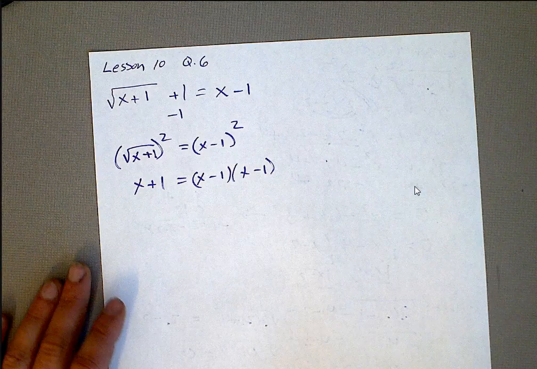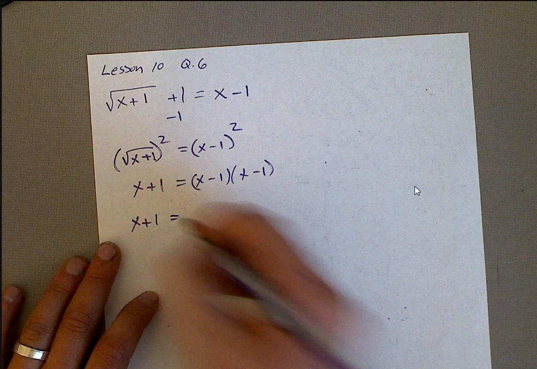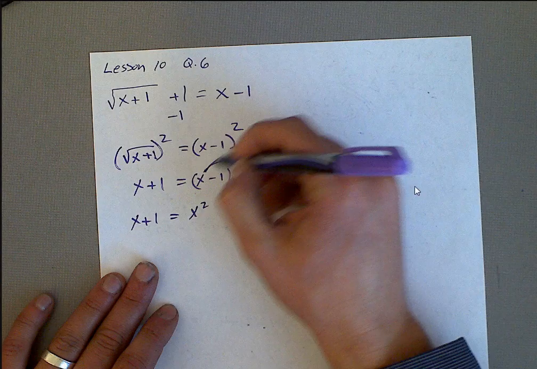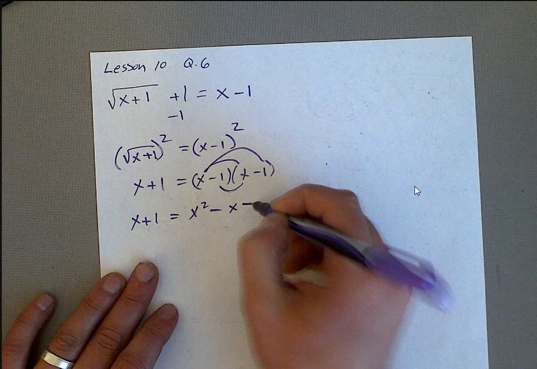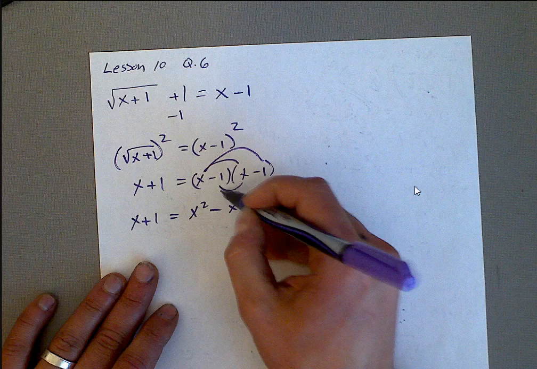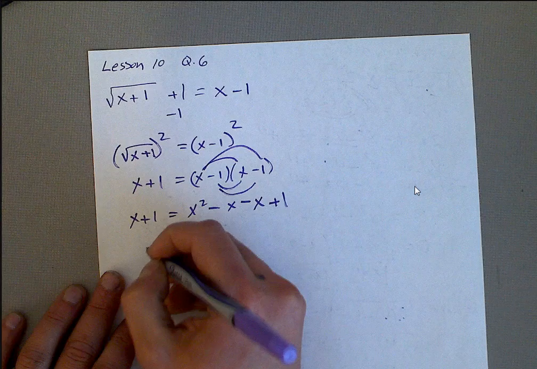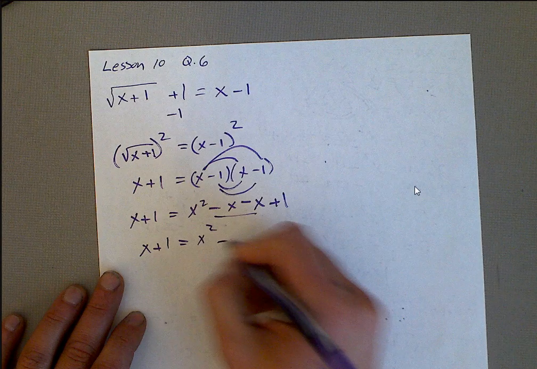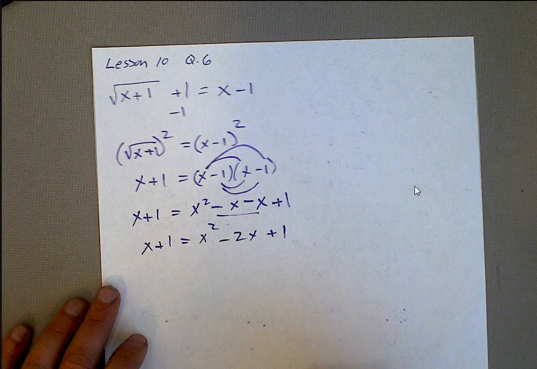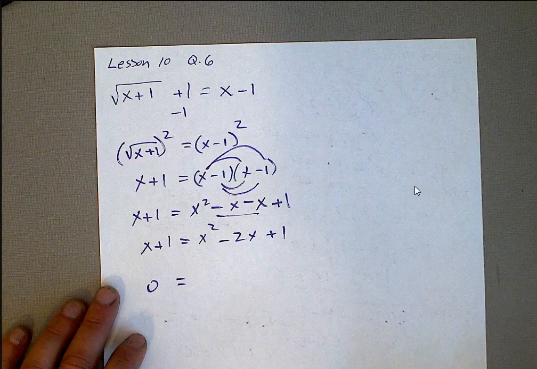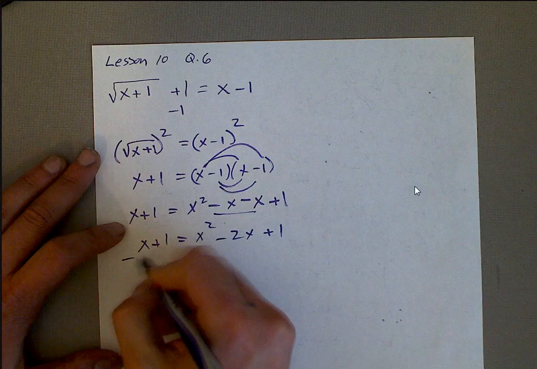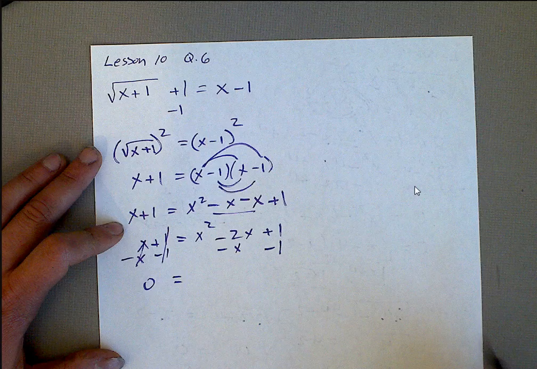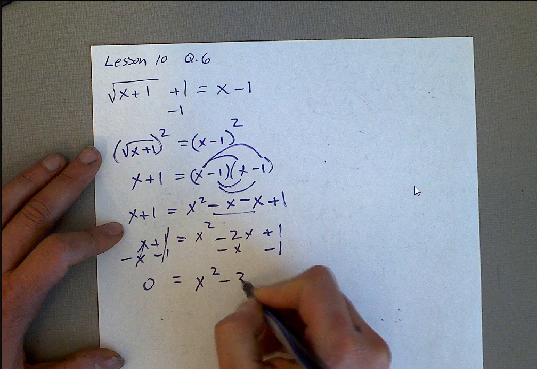and x minus 1. And so we'll distribute that out on the right side, which is going to be x squared minus x minus 1x plus 1. Combine your like terms. Negative x minus x is negative 2x plus 1. And then we'll get the left side to be 0. Subtract x, subtract 1. So we get x squared minus 3x.